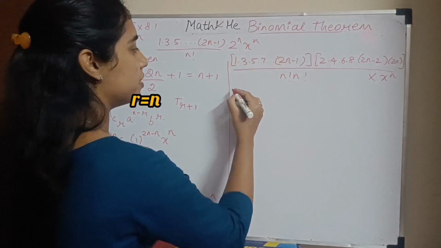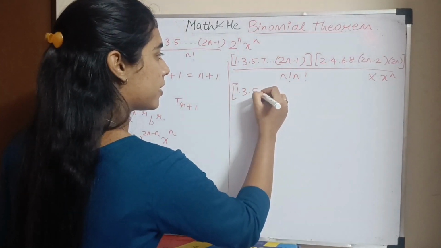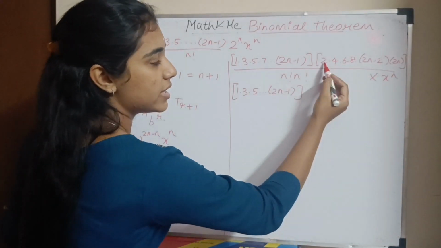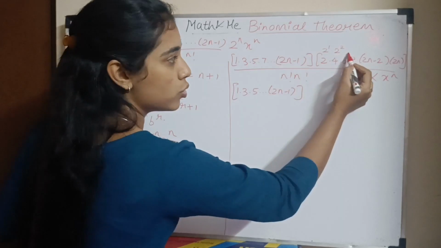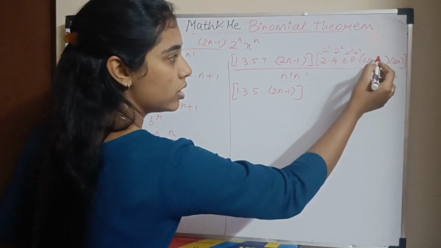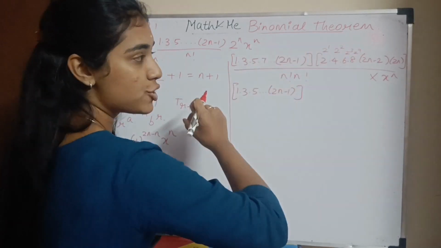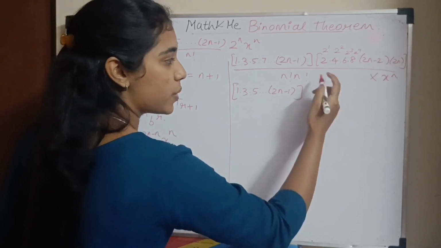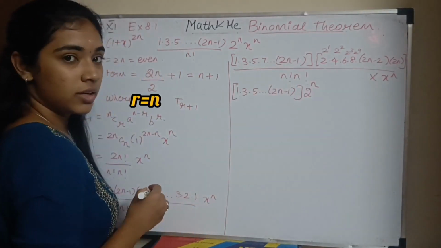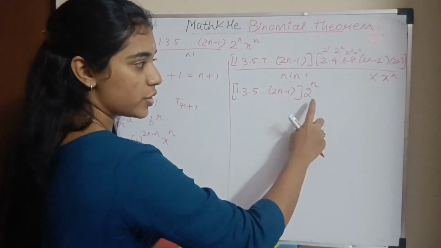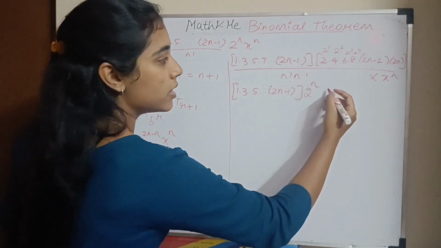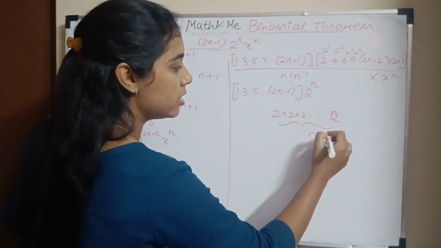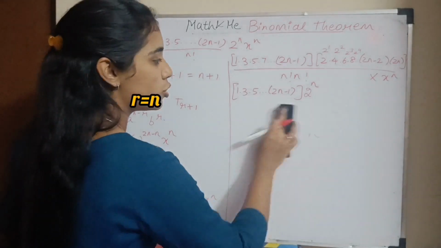Okay. So now I have this, which is 1, 3, 5 up to 2n minus 1. So how many 2's do I have inside? This is 2 power 1. This is 2 power 2. This is 2 power 3. This is 2 power 4 and so on. So I'm going to take 2 from each term. So how many 2's will I have? I have 1, 2, 3, 4 until n terms. So I have n 2's. So it is 2 into 2 into 2 until n terms. This is n, so I have 2 to the power n.